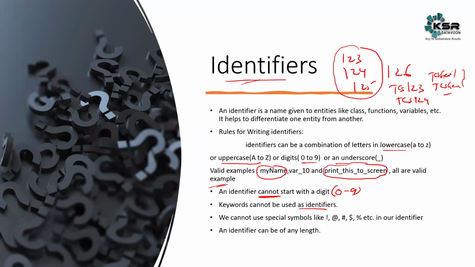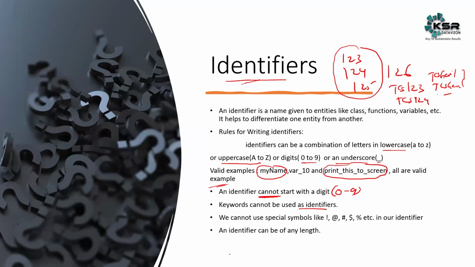Here we are using a symbol called underscore, right? We cannot use any other symbol except underscore. We cannot use any other special symbol like exclamation mark, at the rate, hash, percentage, dollar symbol, anything. An identifier can be of length maybe 10 characters, 20 characters, maybe 5 characters, maybe 2 characters, 1 character also is possible.